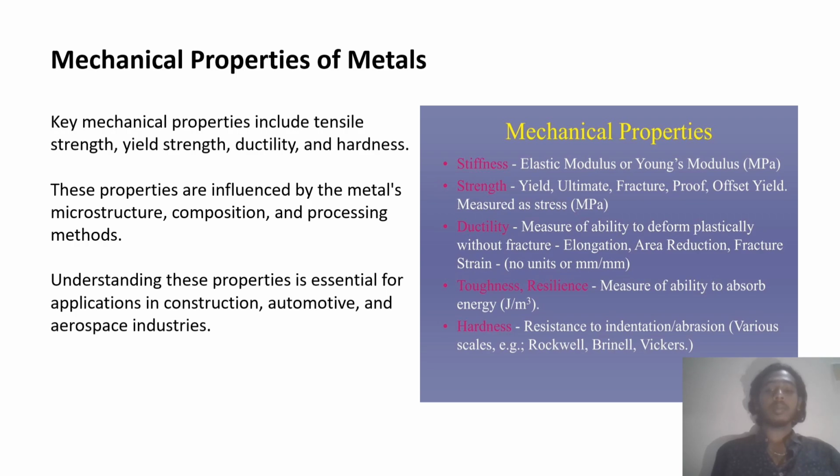This image shows the mechanical properties. Mechanical properties are stiffness, strength, ductility, toughness, resilience, and hardness. Stiffness is the elastic modulus or Young's modulus. Strength is yield, ultimate, proof, offset yield, measured as stress. Ductility is the measure of the ability to deform plastically without fracture: elongation, area reduction, fracture strain. Toughness and resilience are the measure of the ability to absorb energy. Hardness is resistance to indentation, with various scales.